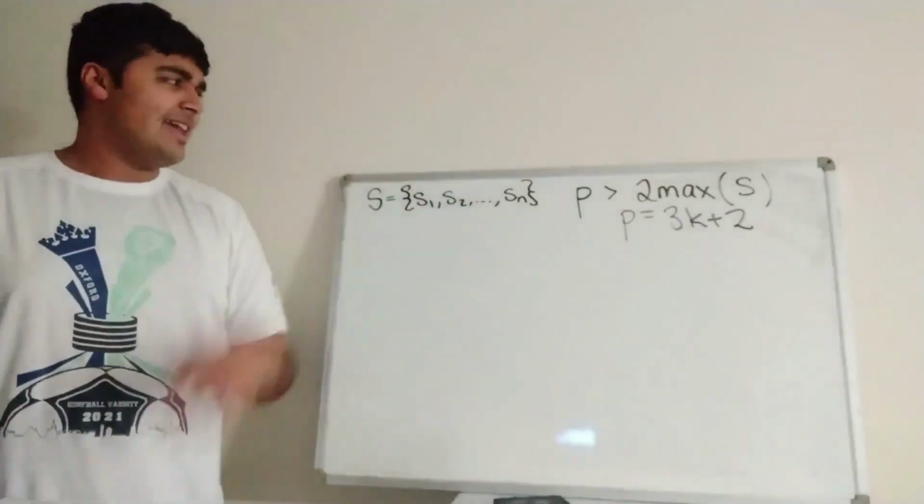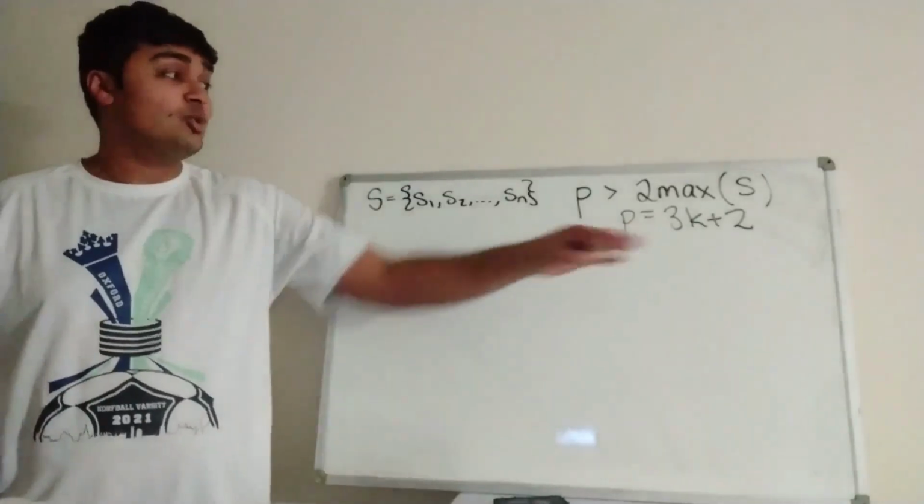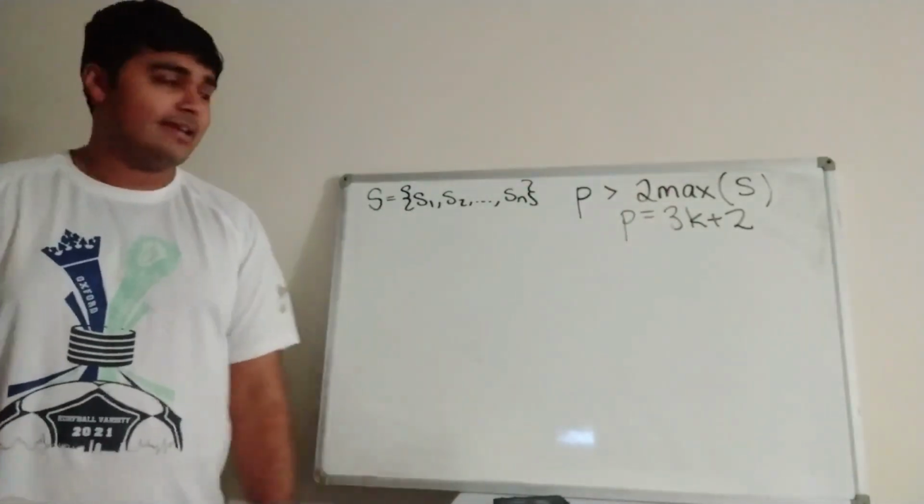So we have S being the elements s_1 up to s_n, and p being a big prime number which is 2 mod 3, and we're going to let it just equal 3k plus 2.